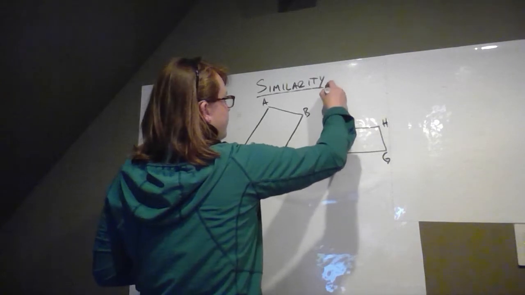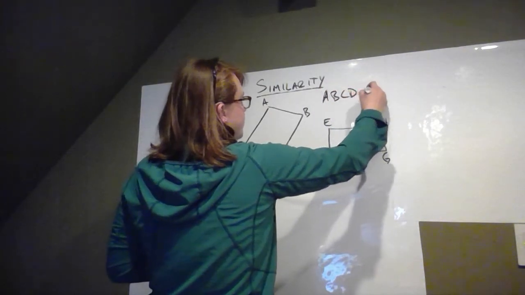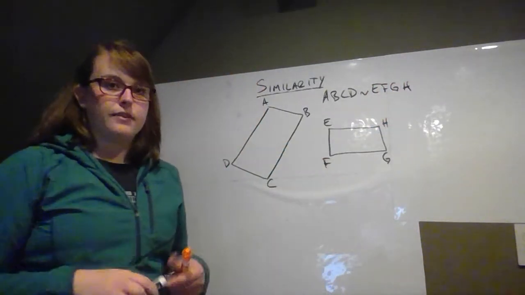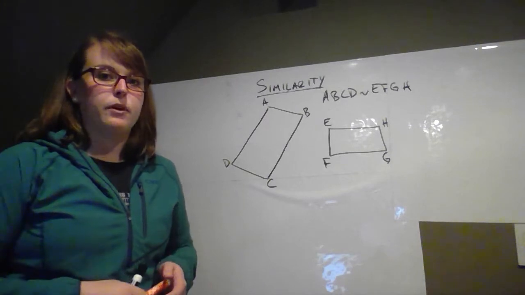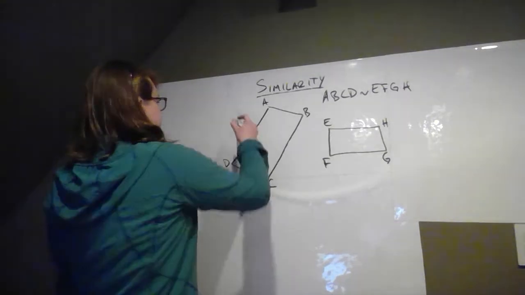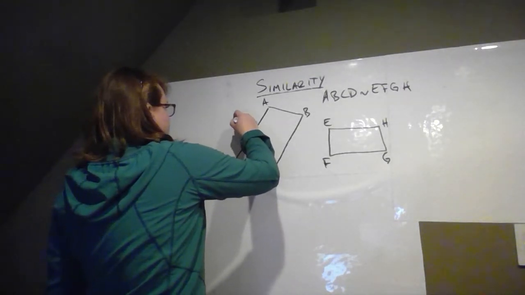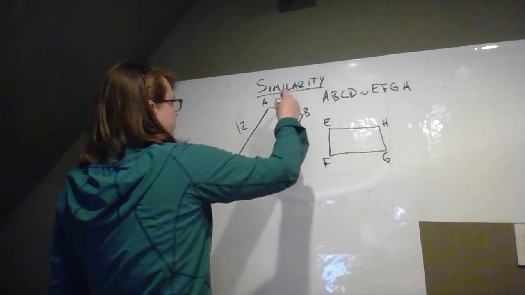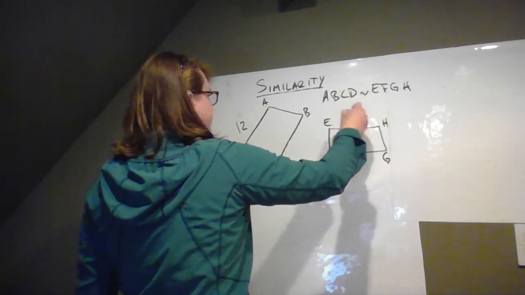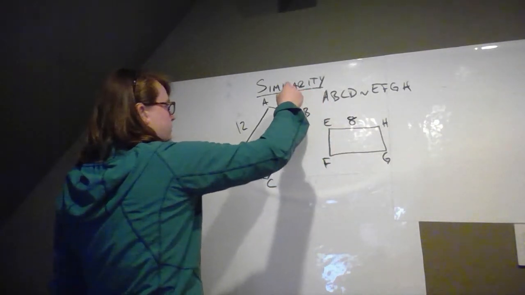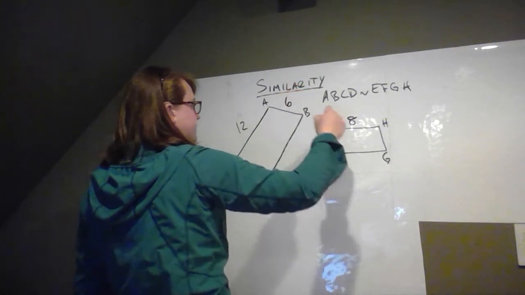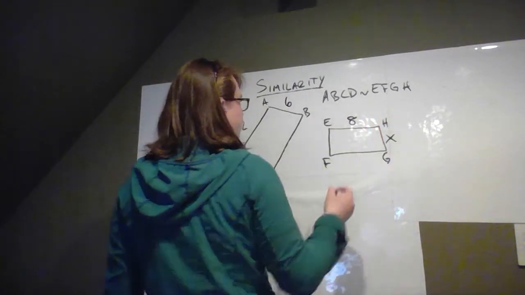And we're going to have the similarity statement ABCD is similar to EFGH. And again, a lot of times the letters will be in alphabetical order. Sometimes they won't. So you want to pay attention to that. And let's see, we're going to say that this is 12. This is 8. And we'll go 6 and don't know. Okay.